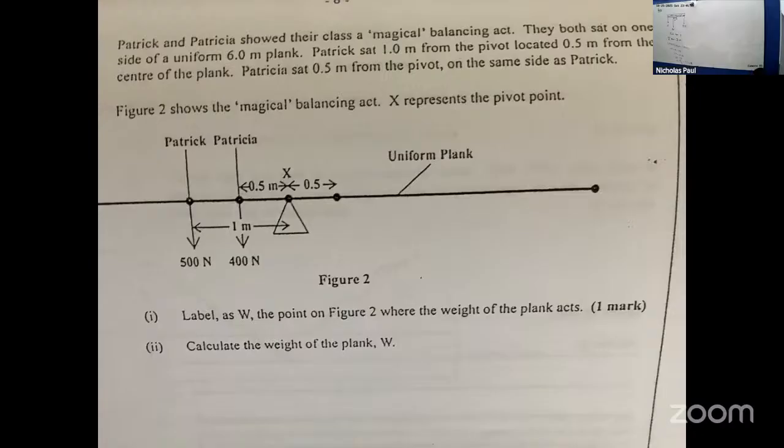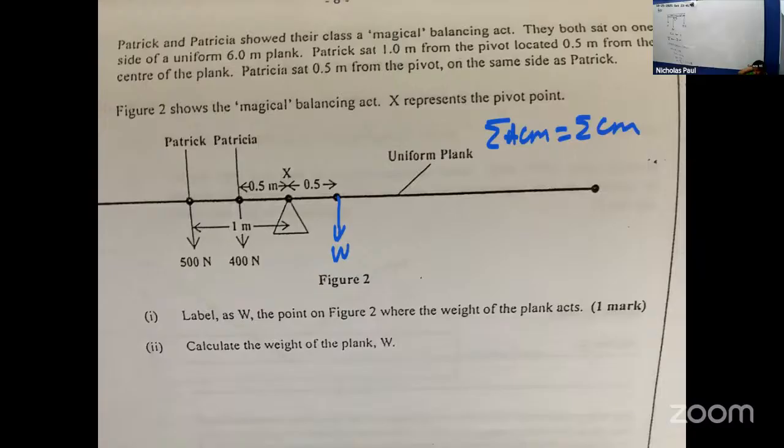All right. So let's see what you all came up with so far. Label W, the point on figure 2 where the weight acts. So the weight is acting right here. Everybody okay with that? Remember, the only way it will be balanced is if something is acting on the right side. So how do we find W? It's balanced, right? So we're going to apply the principle of moments. Sum of the anti-clockwise moments is equal to sum of the clockwise moments.